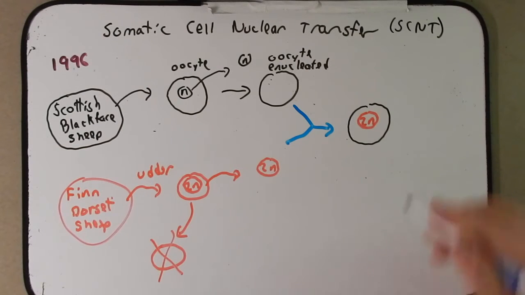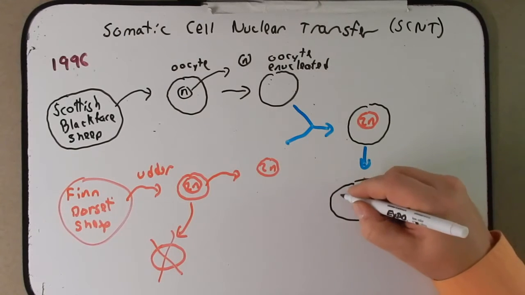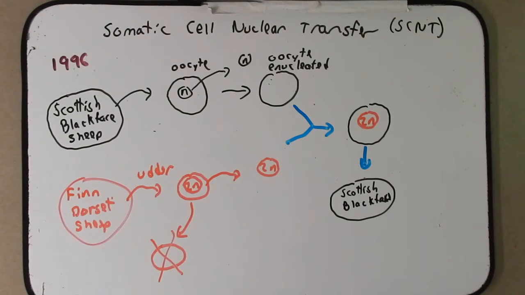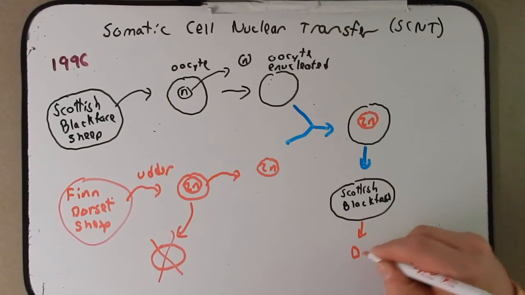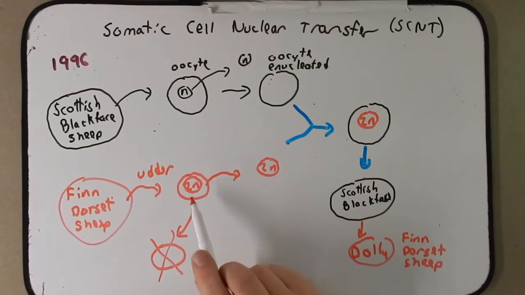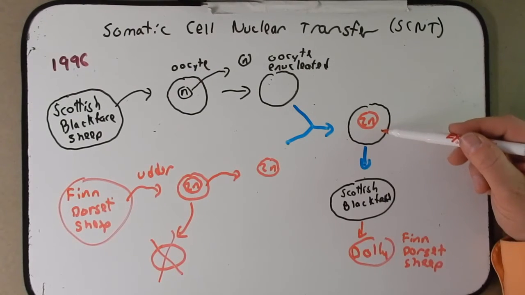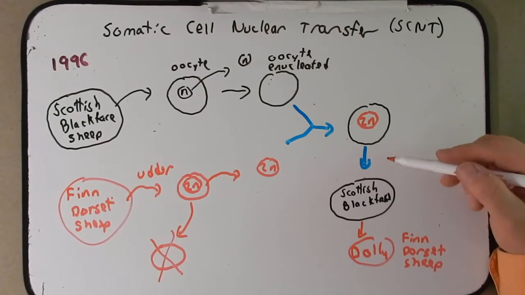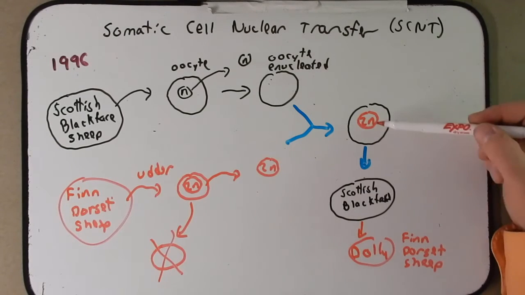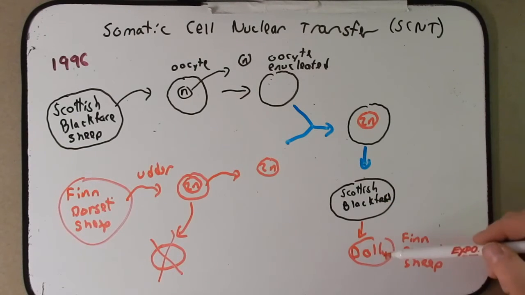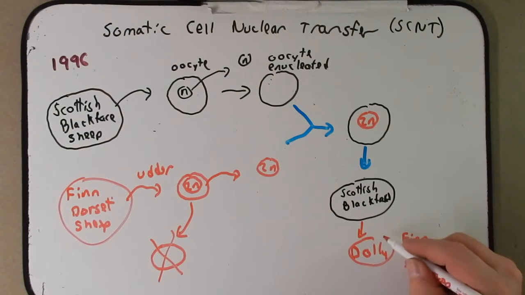They then took this and placed it into a surrogate mother. And this surrogate mother was another, not the same one, but another Scottish blackface sheep. And they allowed it to develop. And what resulted was Dolly, a Finn Dorset sheep. Because all the genetic material found in this epithelial cell, when placed into the oocyte, was somehow reprogrammed and remembered, so to speak, its embryonic history. And even though it was placed inside of the Scottish blackface sheep, the progeny that formed was, of course, of the Finn Dorset sheep. And they named it Dolly.